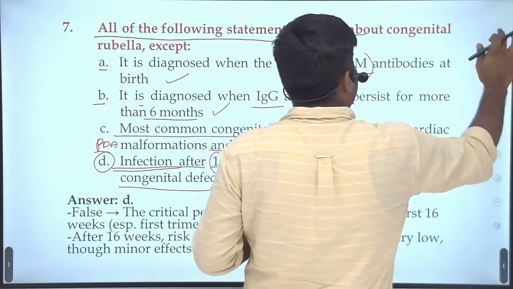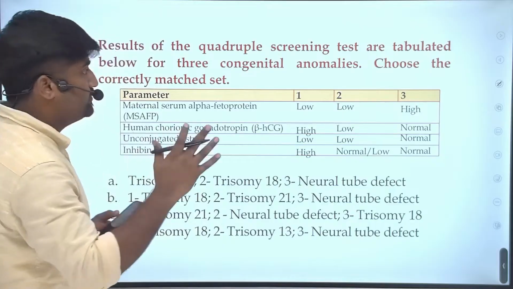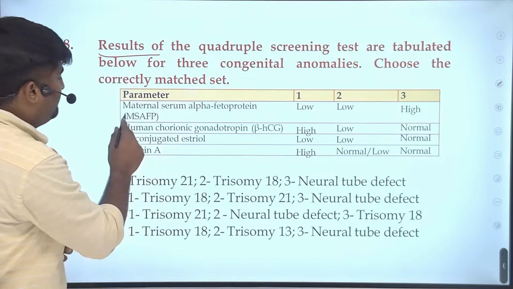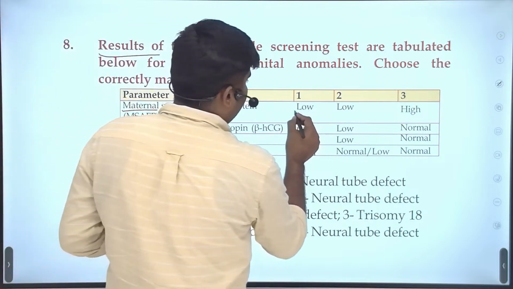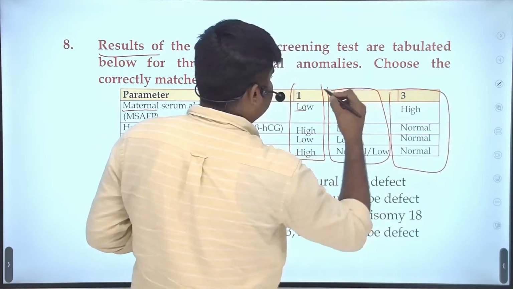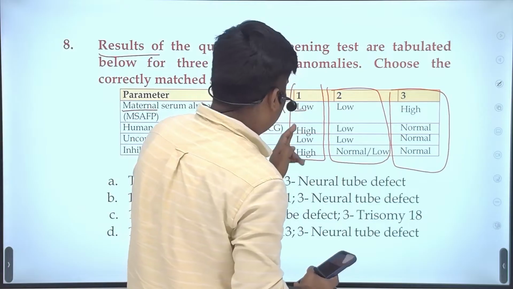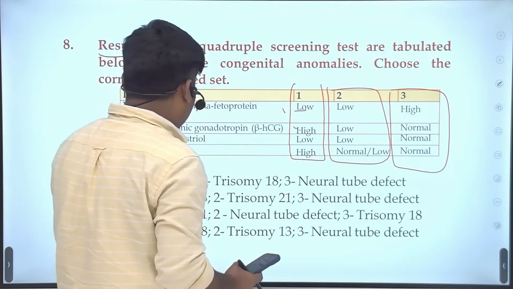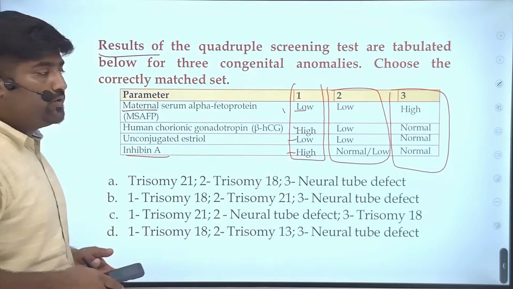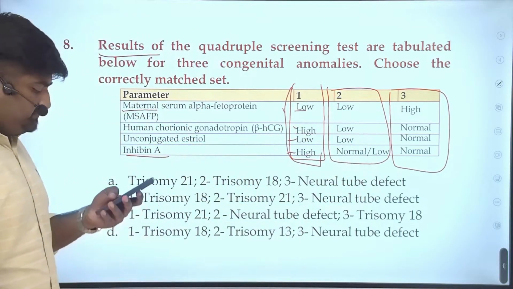You may think these are easy questions, but these are very tricky. When you see them in your exam, you will face this. Okay, results of quadruple screening. Maternal serum alpha fetoprotein is low. These are the first column, second column and third column. They are asking about chromosomal abnormalities here. HCG is high. Unconjugated estriol is also low. Inhibin A is also high. Now tell me which will be the answer. If you know the first two, then you can easily predict the third one.